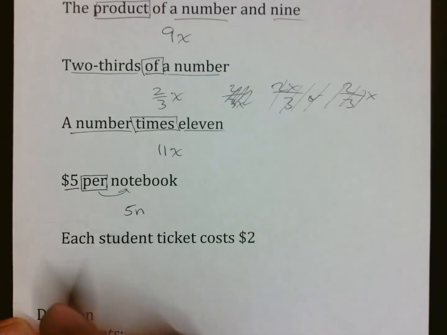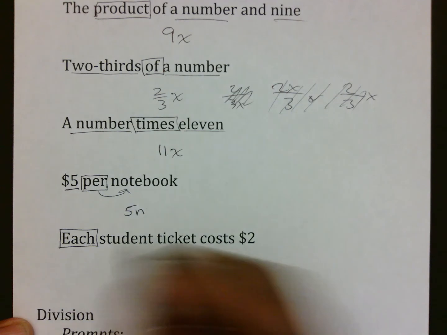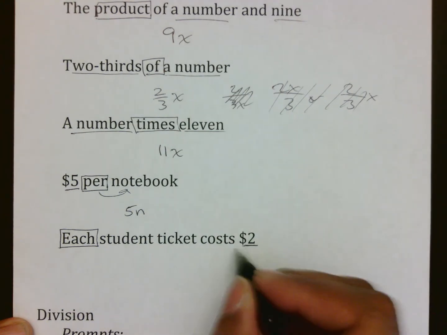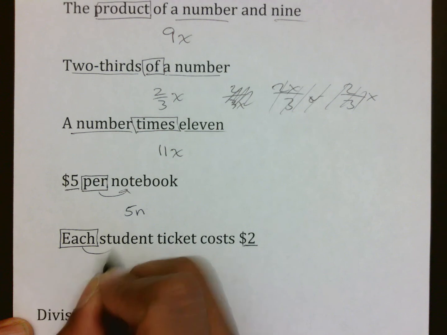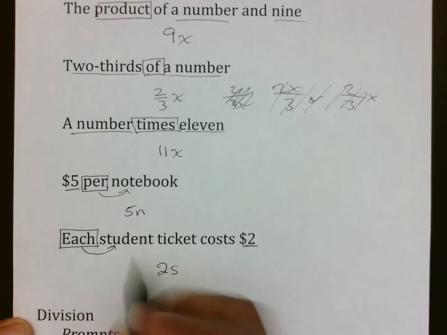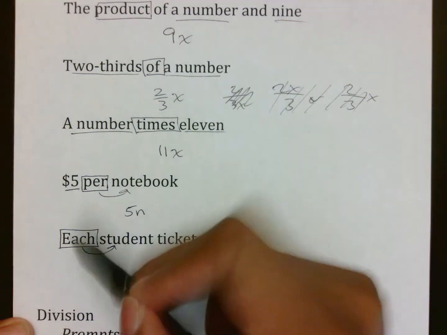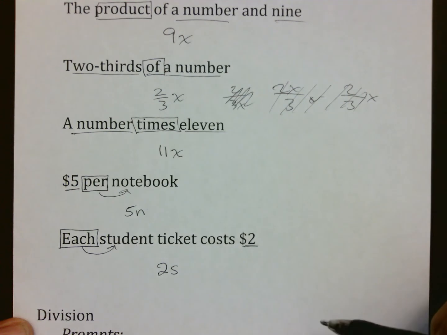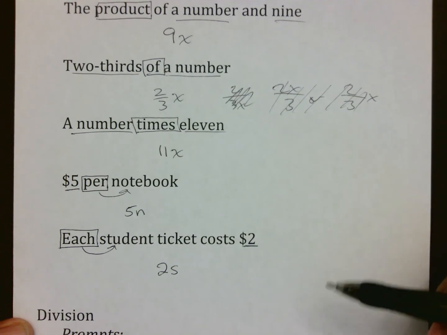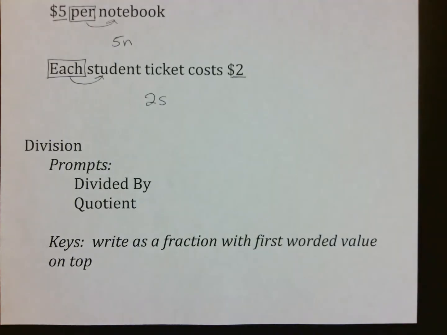And then if you saw something like this, where each student ticket costs $2, remember I said that "each" is a prompt that means multiply. $2 is our number here, and the variable here is each student, and so I would put 2s because it's each student costs $2, and so that way you have a variable that actually makes sense. These are the only two, per and each, where you really want to make sure you use variables that make sense, because as you get further into equations and the algebra that we're doing, you're going to be reading a problem and creating your own equation, and you want to make sure you know what numbers represent what values.